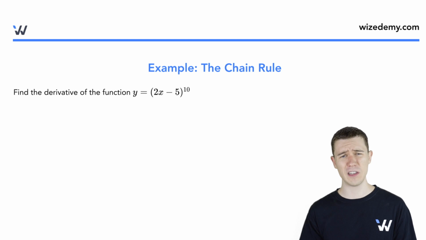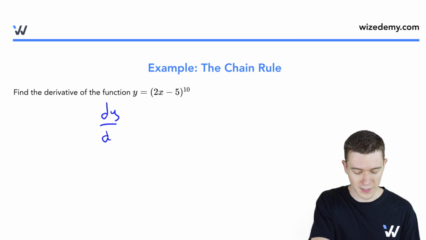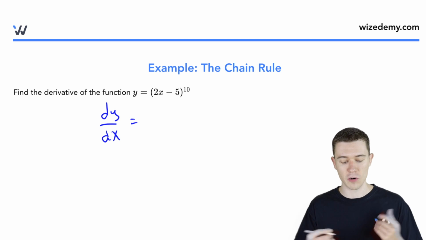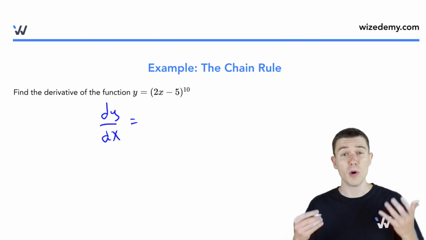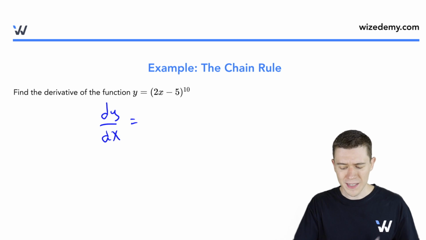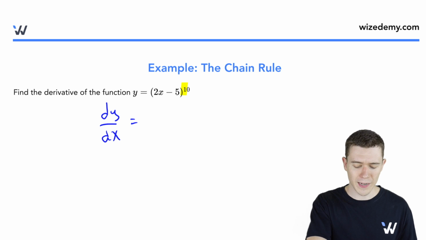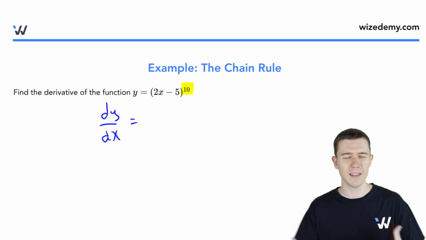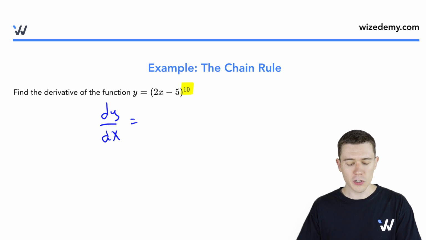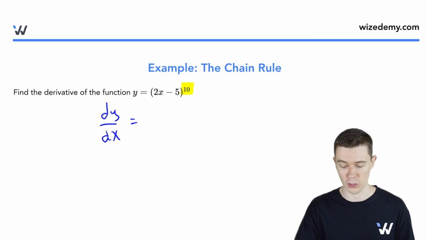So instead, let's use the chain rule. If we want to take the derivative here, I'll say dy/dx as the notation for this derivative. What we do is we take the derivative of the outside function. What's the outside function here? What do I mean when I say that? Well, it's the 10th power function. That's the function on the outside. The 2x minus 5 is composed inside of the 10th power function.